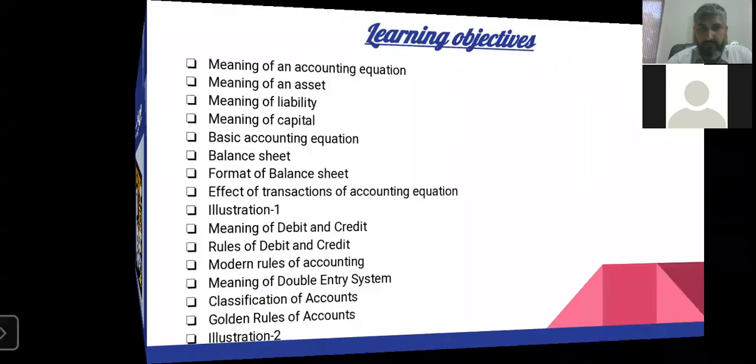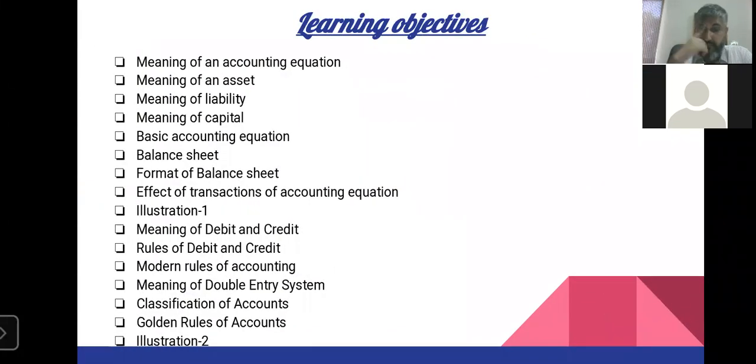Before starting with our topic, I would like to tell you about the learning objectives. Our first learning objective is the meaning of an accounting equation. Second is the meaning of an asset. Third is the meaning of liability. Fourth is the meaning of capital. Fifth is the basic accounting equation. Sixth is the balance sheet. Seventh is the format of the balance sheet. Eighth is the effects of transactions on the accounting equation.